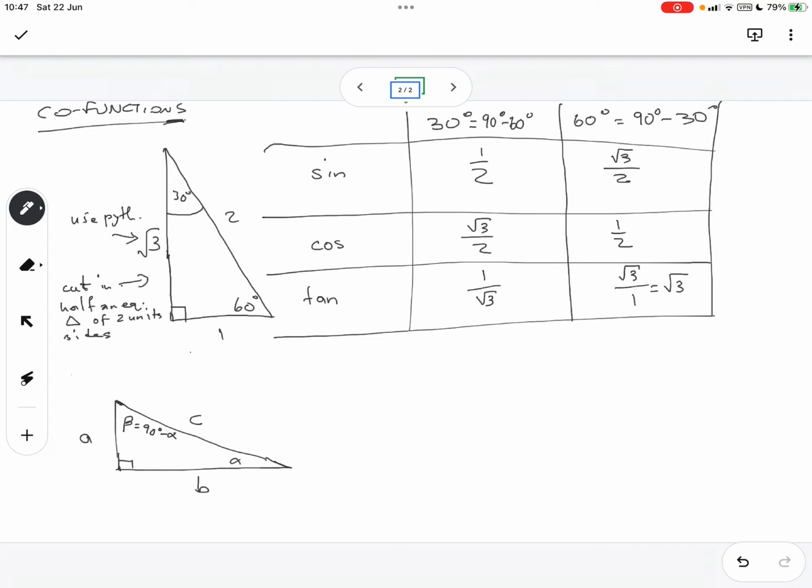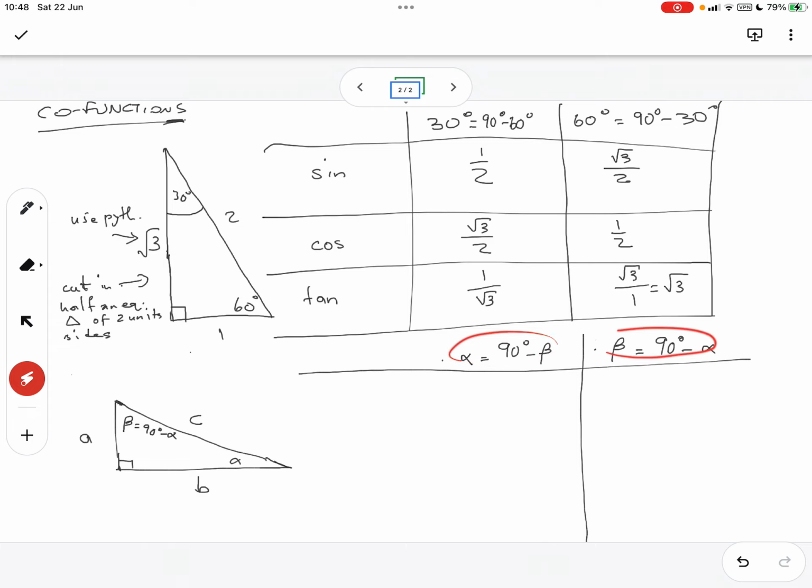Then the next thing we can do is look at alpha, which is 90 degrees minus beta, and look at beta, which is 90 degrees minus alpha. I'm writing these angles like this intentionally, because I want you to see how you just need to look at this angle and know that its cofunction is based on that angle, and look at this angle and know that its cofunction is based on this angle.